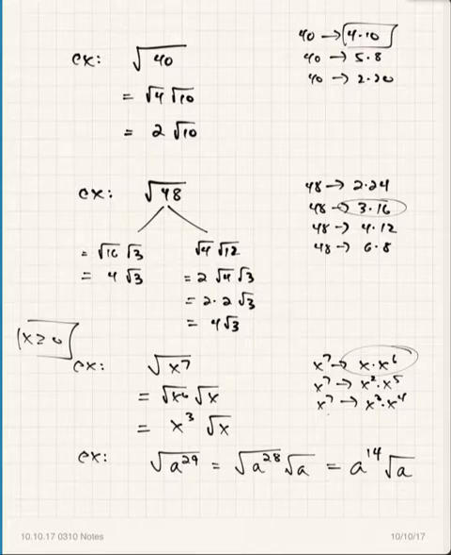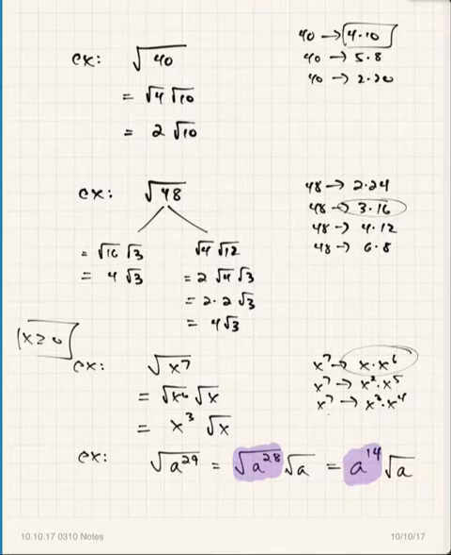And remember, right here, we're saying that the square root of a to the 28th and a to the 14th are the same thing. So we're just replacing the square root of a to the 28th with what it's equal to right there. And the square root of a just kind of trails along.